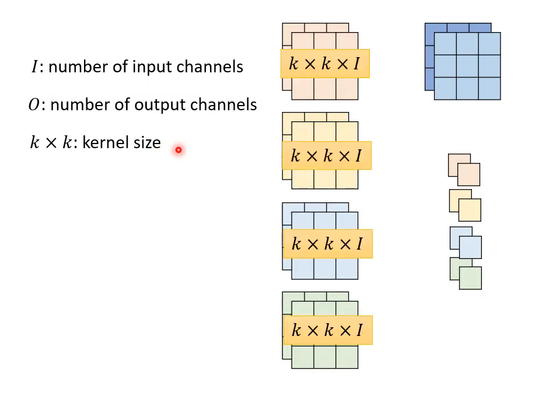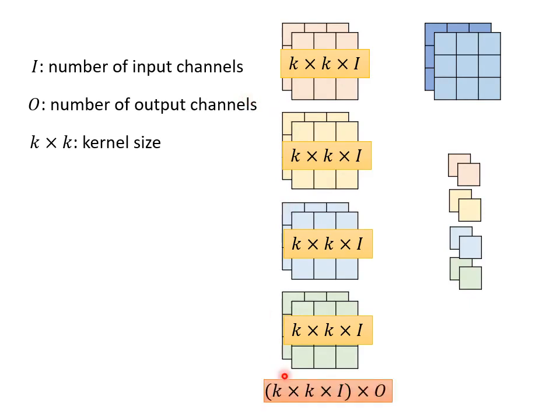If we're doing a normal convolution, how many parameters do we need? If there are I input channels and O output channels, using k by k kernels, we can first calculate the size of each filter. The size of each filter should be k times k. Then, the kernel size multiplied by the number of input channels would be k times k times I. If we want to output O channels, we would need O filters in total.